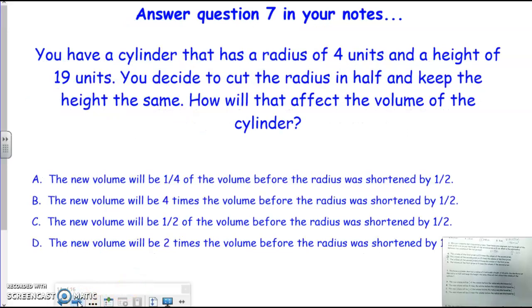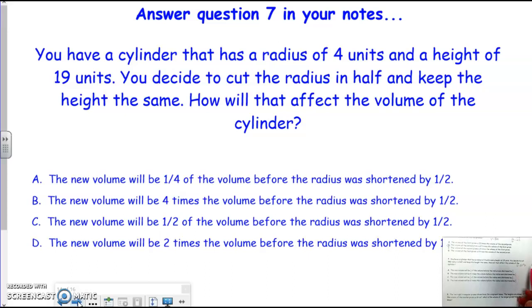Okay, number 7 says that you have a cylinder that has a radius of 4 units and a height of 19, but you decide to cut the radius in half and keep the height the same. How will this affect the volume? All right, so let's think about our formula for a second. Volume for a cylinder is pi r squared h.